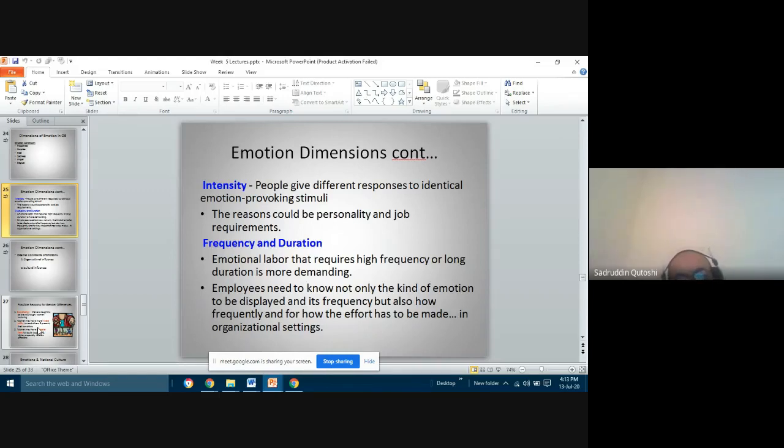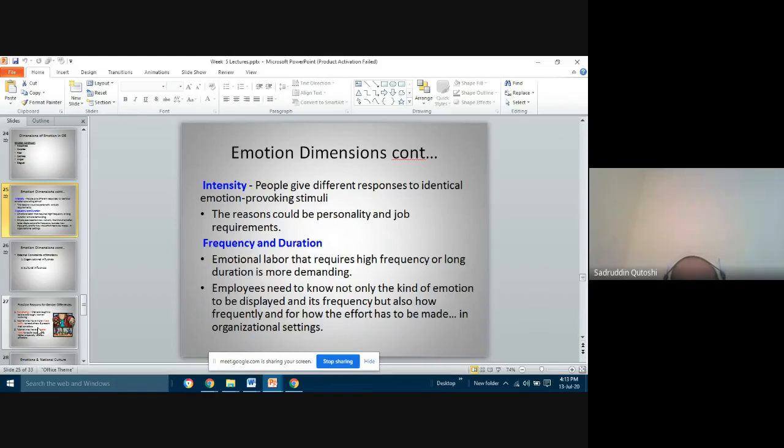So that's how the intensity of an individual triggers a particular sort of response whenever there is an emotion provoking stimulus.